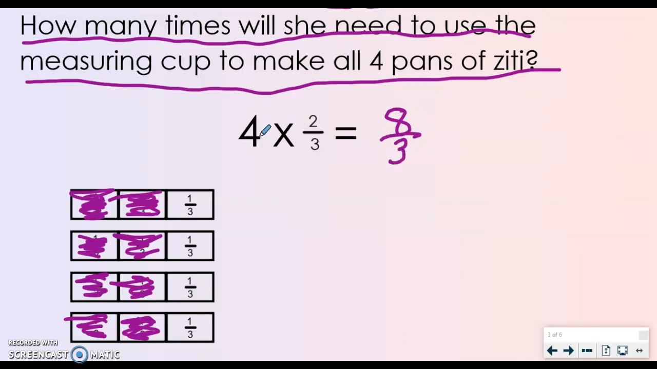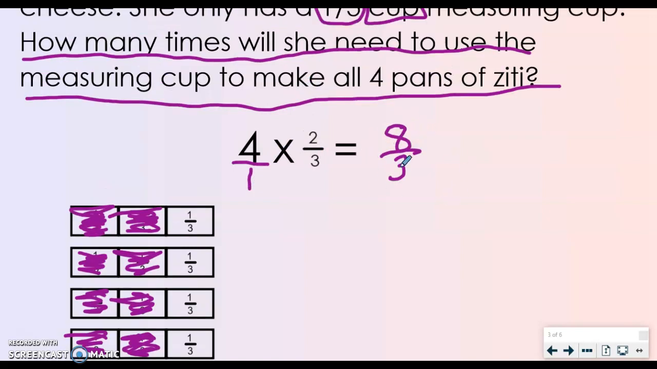Another way you can think of it, like we said before, is that every whole number can be written as a fraction over 1. And so then you would just multiply your numerators across. So 4 times 2 is 8, and you would multiply your denominators across. So 1 times 3 is 3.